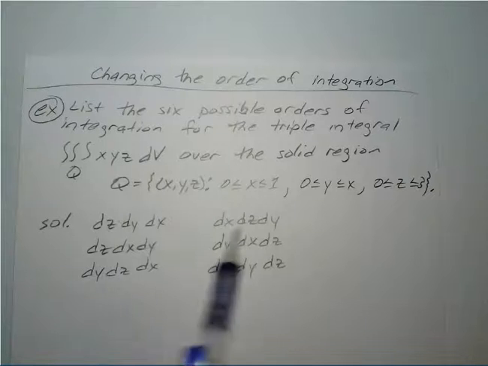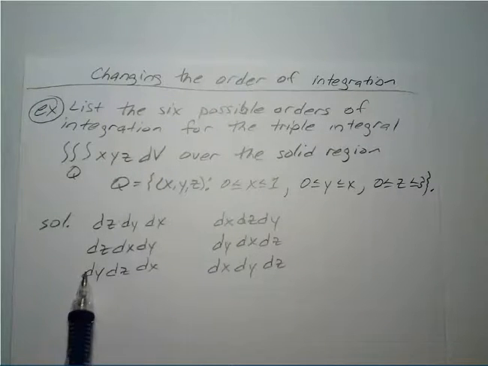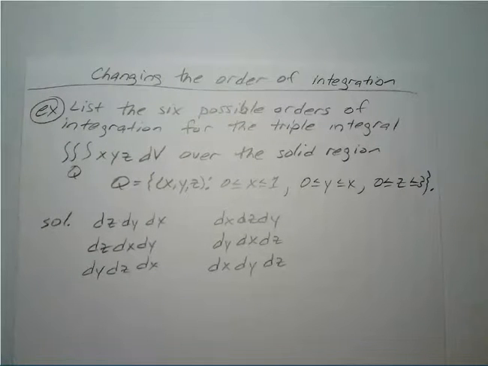Okay, now it doesn't matter which one you do first. You just have to find all 6. Those are the 6 possible orders you have. All right.